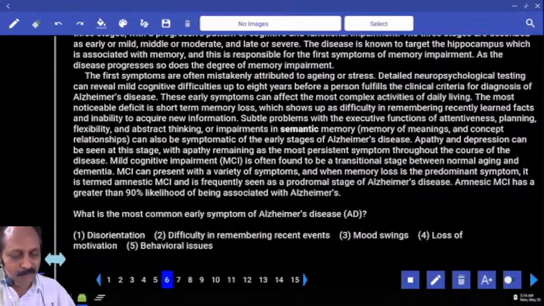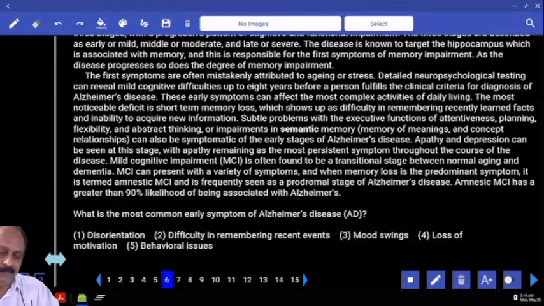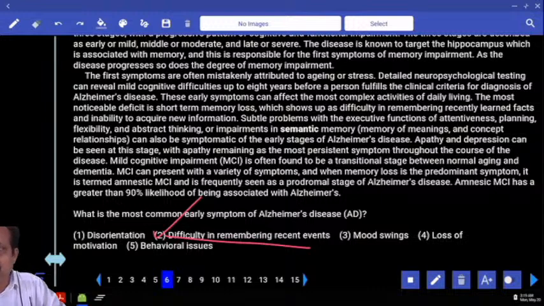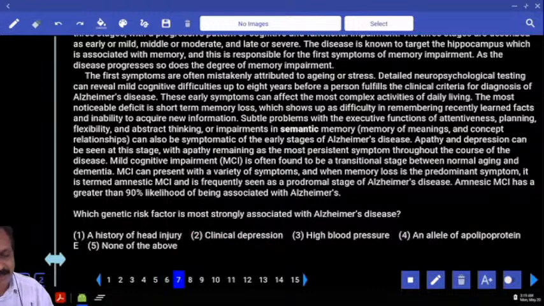Next question. What is the most common early symptom of Alzheimer's disease? It goes with forgetting the recent events or incidents. Which option is that? Second option, difficulty in remembering recent events. Next one. Which genetic risk factor is most strongly associated with Alzheimer's disease?